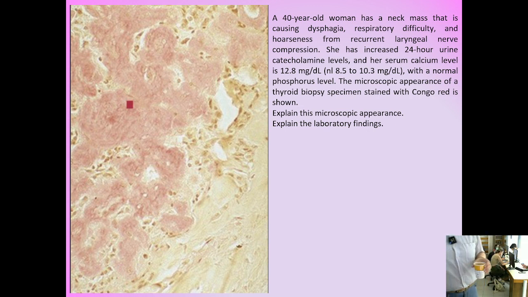It's a middle-aged woman with a neck mass that causes dysphagia. That means she cannot swallow well. Respiratory difficulty due to the compression of the trachea. Remember the CT we saw of the previous patient. And hoarseness when she talks, from recurrent laryngeal nerve compression. So all these anatomical structures can be affected by the development of a tumor of the thyroid.